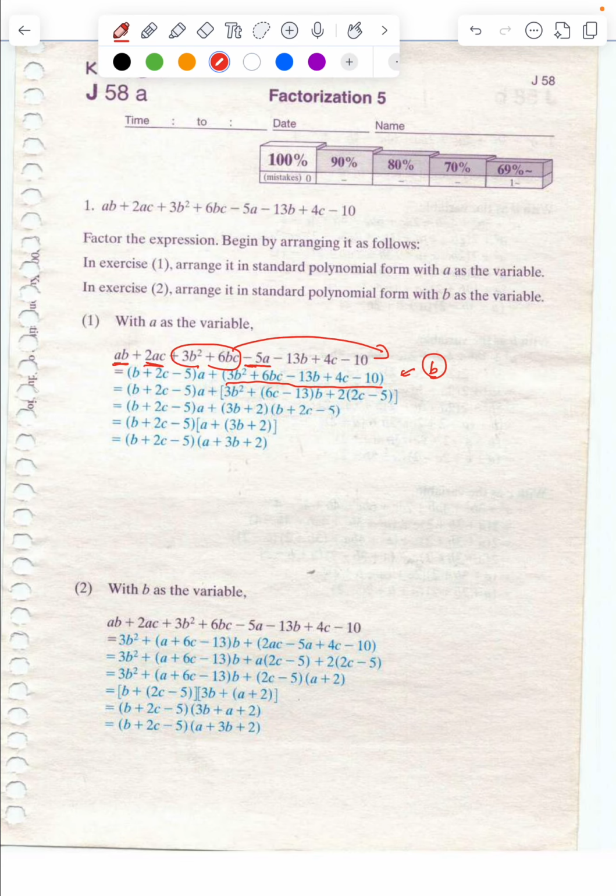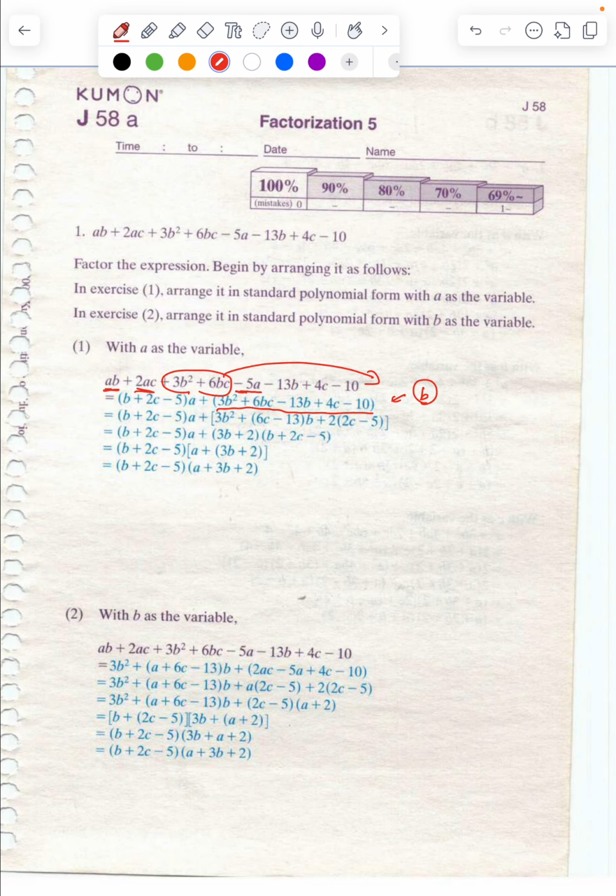All right, folks, in this video we're going to talk about page J588, and we're doing factorization for this equation: AB plus 2AC plus 3B squared plus 6BC minus 5A minus 13B plus 4C minus 10. It looks like a very complicated one, but I'm going to show you a couple of methods, and we can actually factorize and get the same answer.